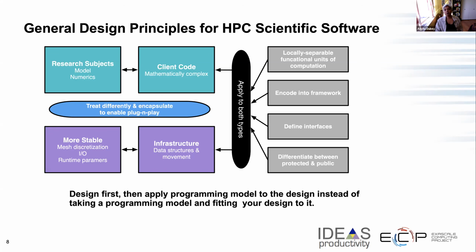The things that apply to both types of code are, of course, that they should be in locally separable functional units of computation. They should be encoded in a framework. They should have well-defined interfaces, and they should all differentiate between public and protected codes. These are the general software design principles that apply to all kinds of software, not just scientific software.